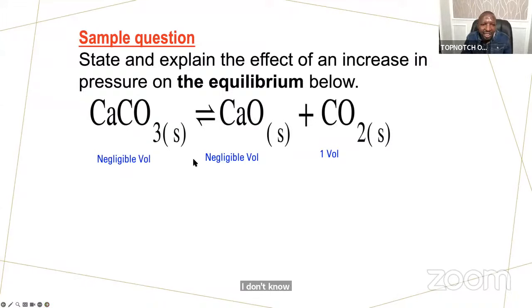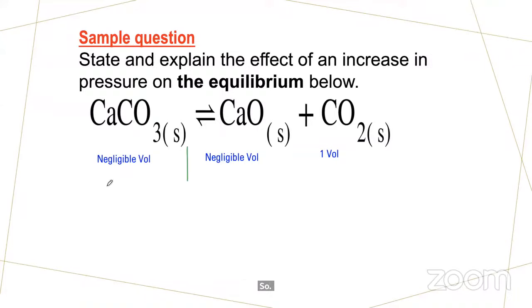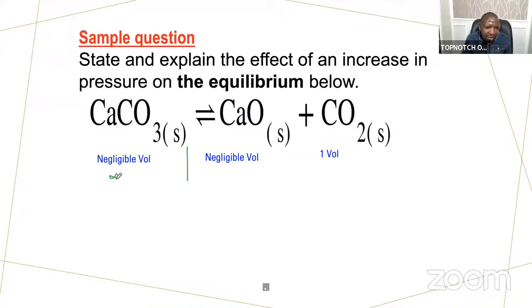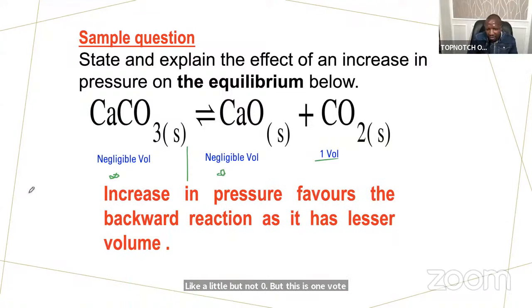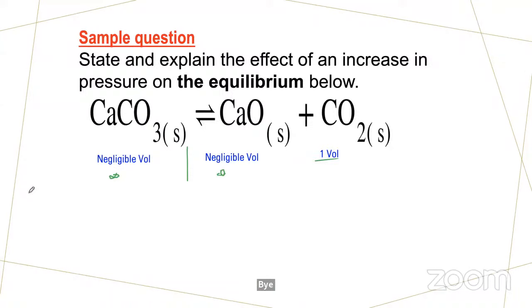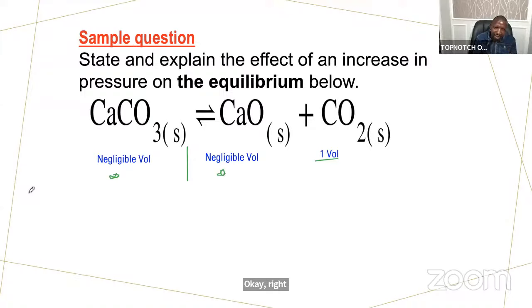So which side has more volume between the two? Solids and liquids have almost zero volume, like a zero, but not zero. Which side has more volume, the left or the right? The right side. Solids and liquids occupy a very small volume.